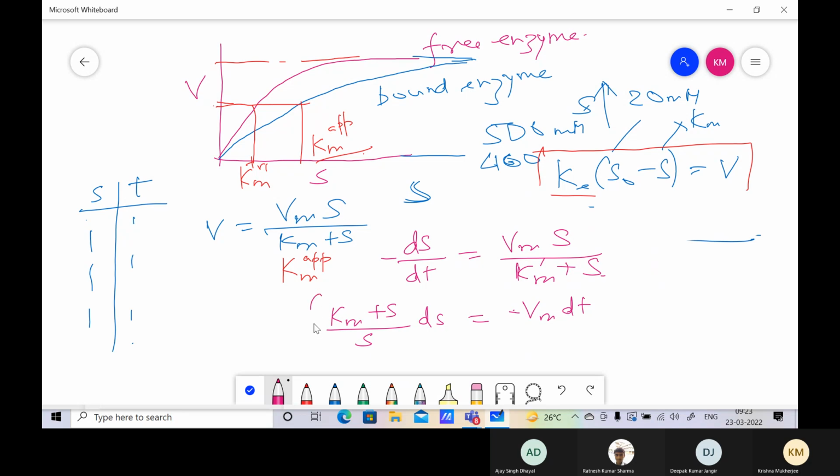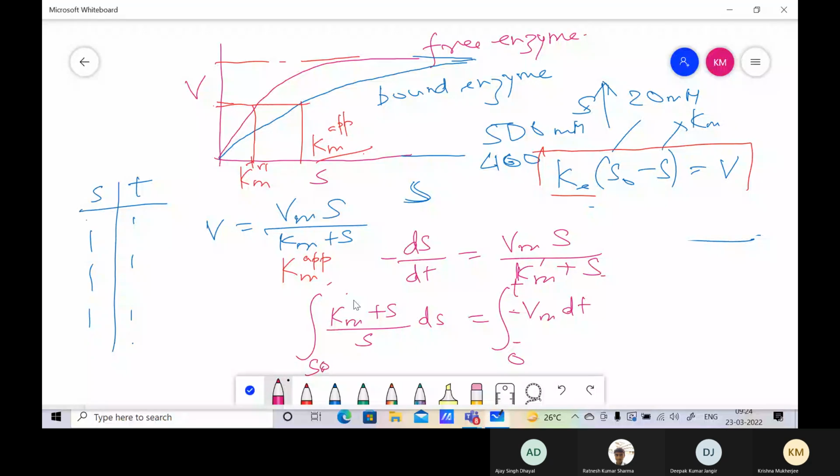Is this all right? And so we can integrate these two terms here. And what do we get? Can you tell me? This is Km by S and this is 1. And this is going to be integrated from time t equal to 0 to time t equal to t. And this is going to be integrated from initial substrate concentration S0 to some S, where S is the concentration at time t. So these are the S values that you are getting at time t1, t2, t3, t4, t5, t6, t7, t8. Are you okay with this?